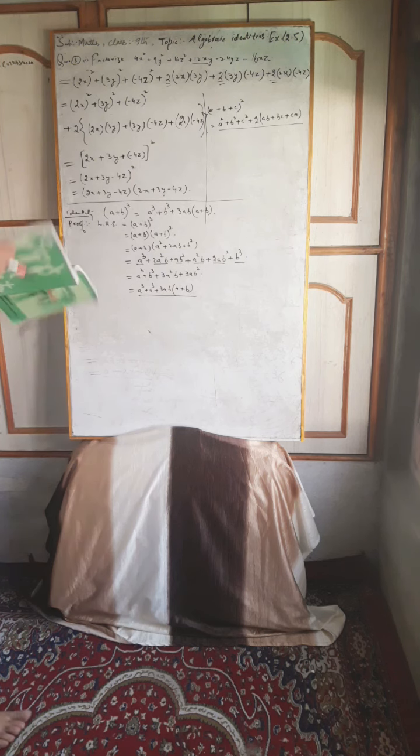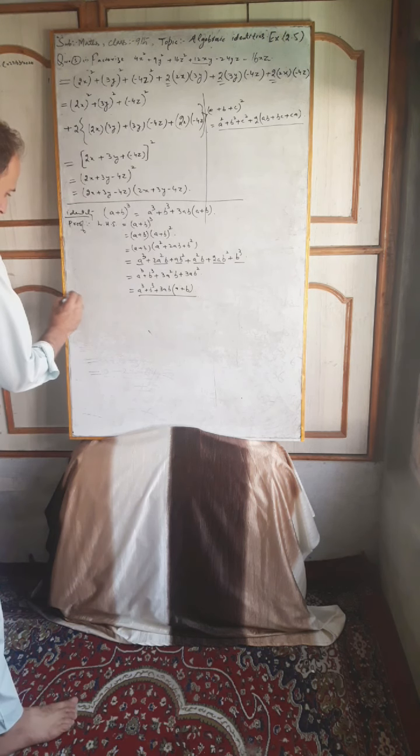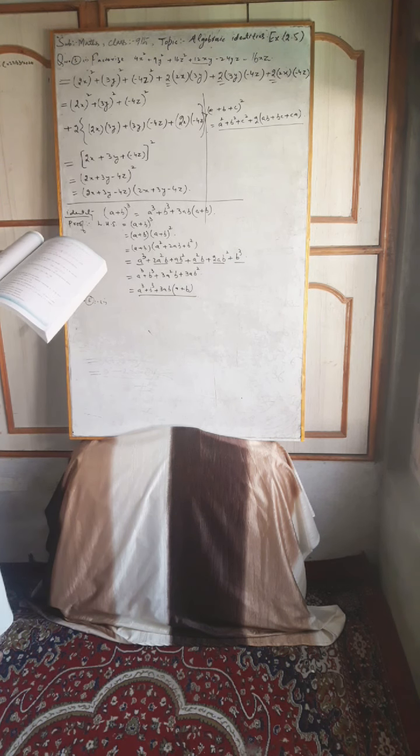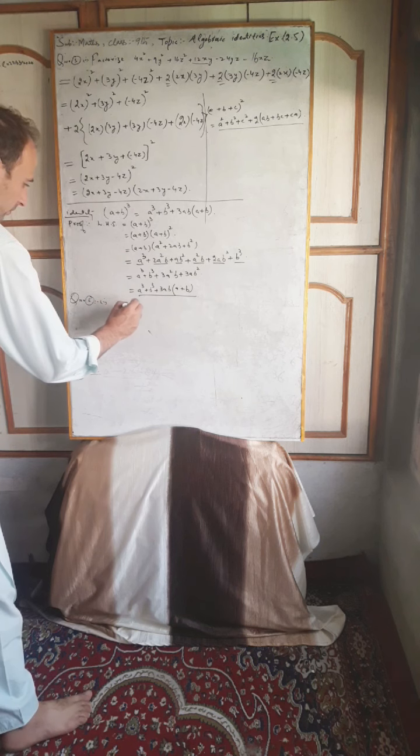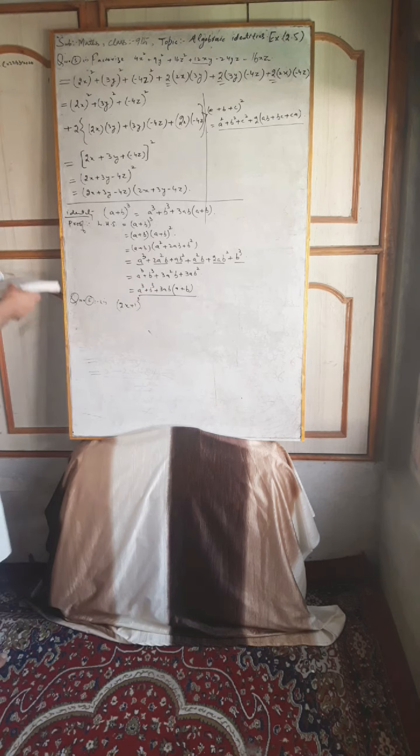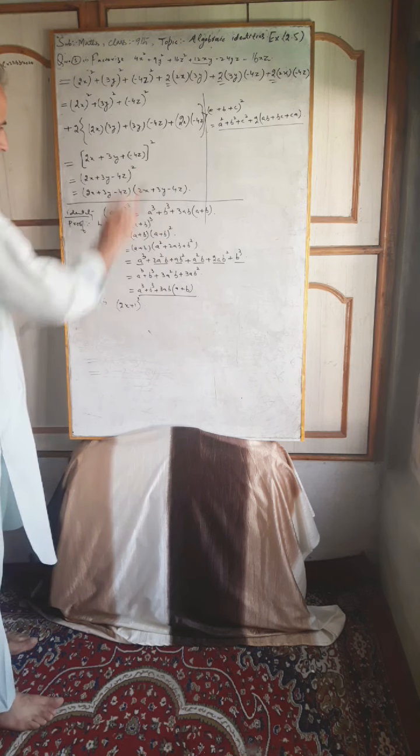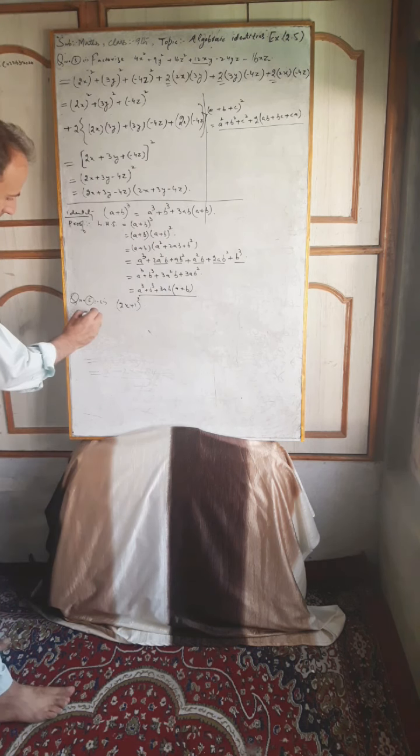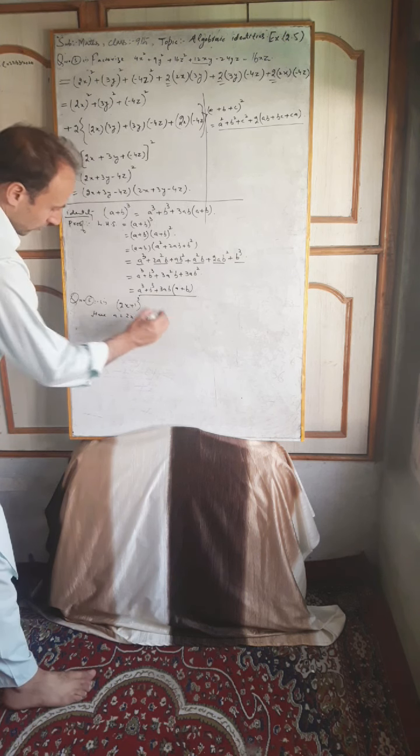Now we will do a question related to this identity. The question is question number 6. The first part is, write the following cubes in the expanded form. The first part is 2x plus 1 whole cube. Here we will directly use this identity, a plus b whole cube. It is equal to a cube plus b cube plus 3ab into a plus b. Here a is equal to 2x and b is equal to 1.